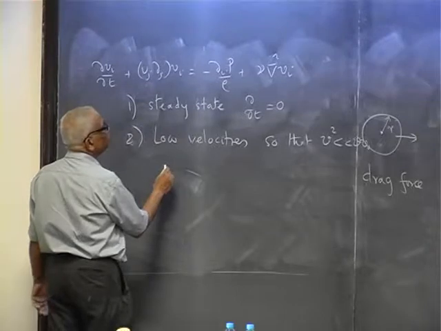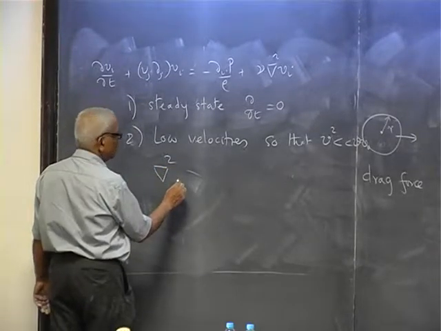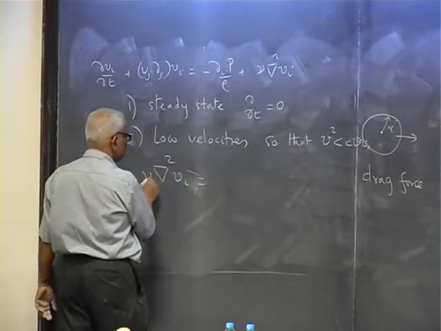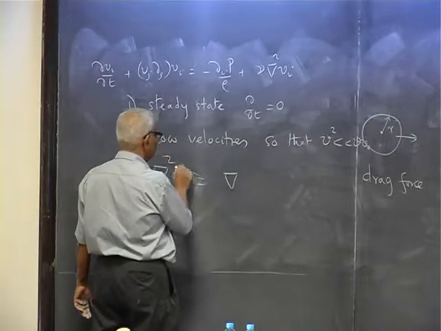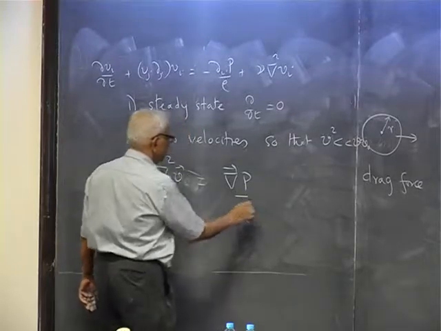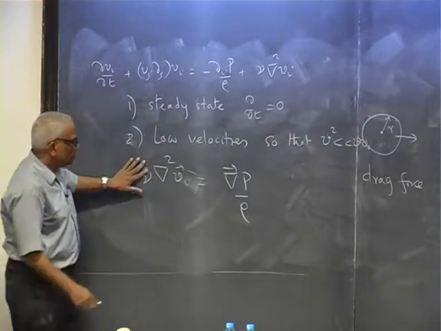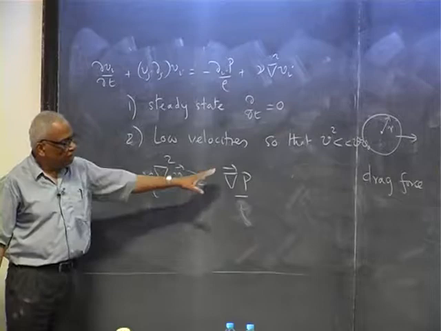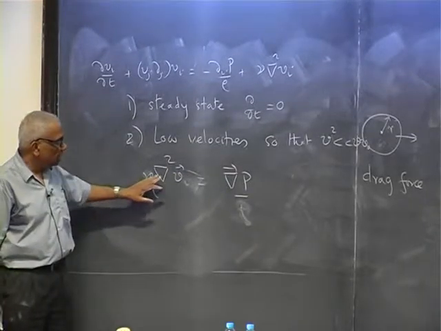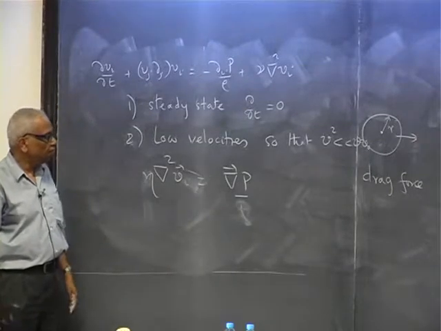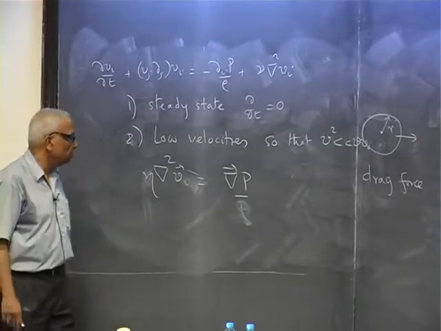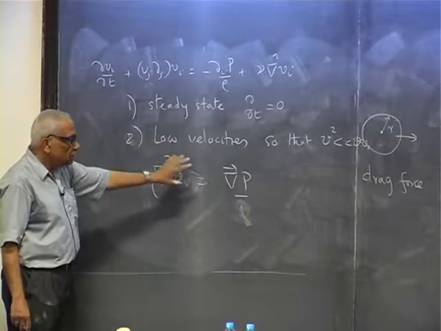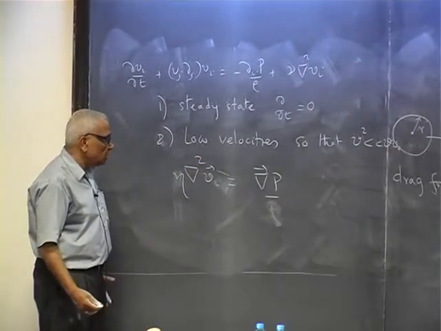And then I'm supposed to solve for eta del square V vector is equal to the gradient of pressure. So eta del square V is equal to gradient of P. That's the thing which you need to worry about. But then what do I know? So this is what I have to solve. Now, how do I solve it?